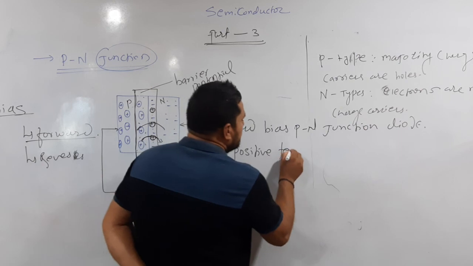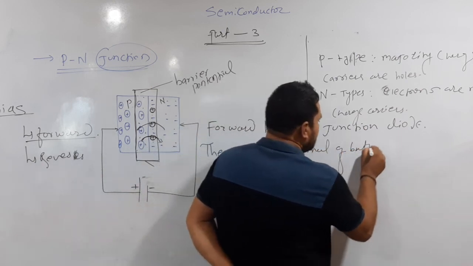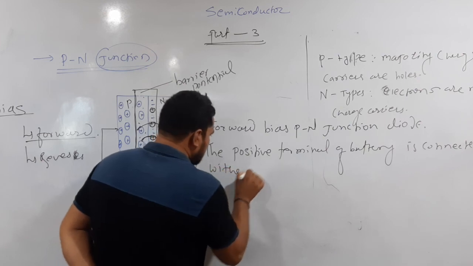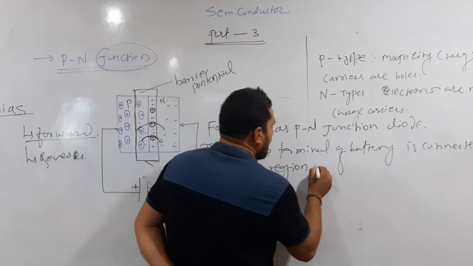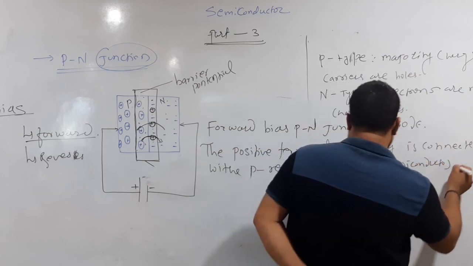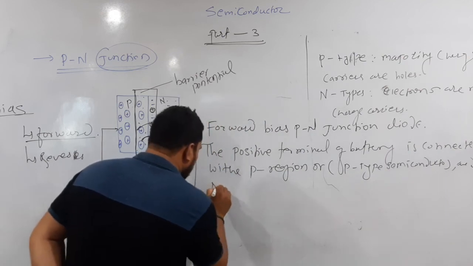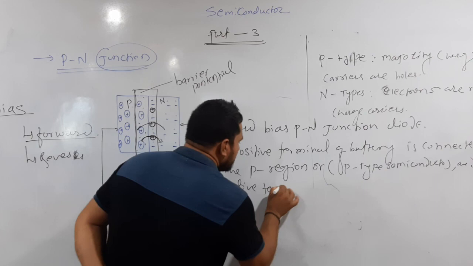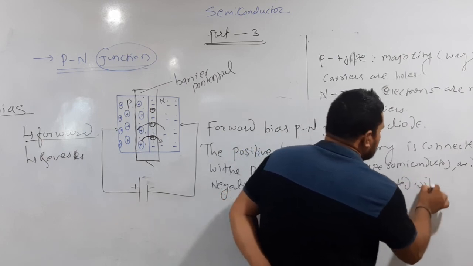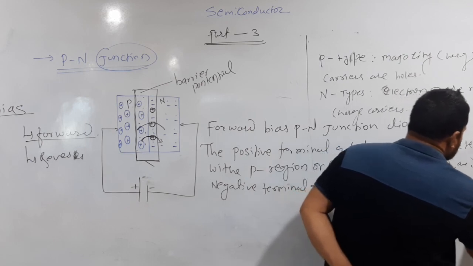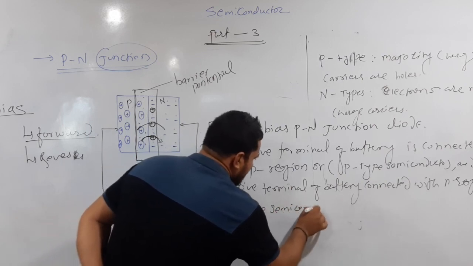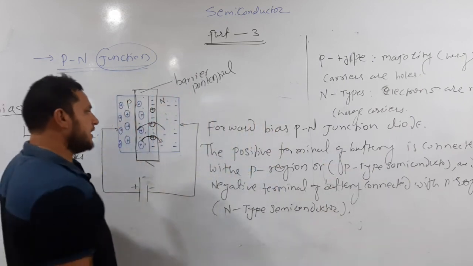the positive terminal of a battery is connected with the P region or P type semiconductor, and the negative terminal of the battery is connected with the N region or N type semiconductor. Okay, it's a very simple definition for what?